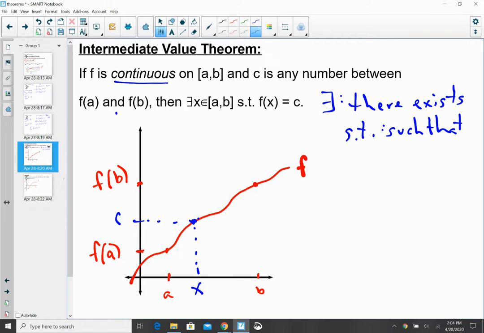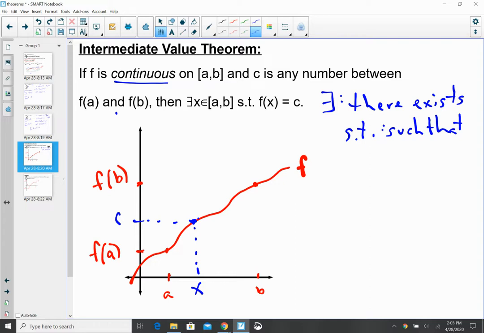So we're going to come back and talk about the intermediate value theorem and its relevance, but it fits in nicely with the whole continuous part of this chapter. Continuity is a pretty important thing.